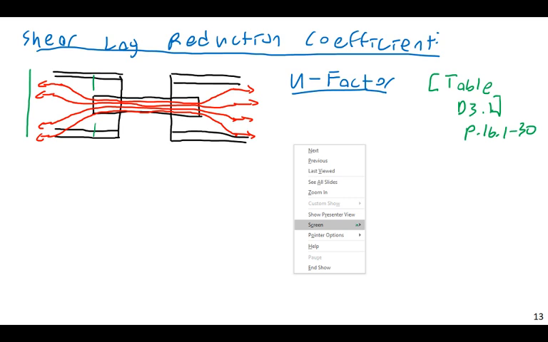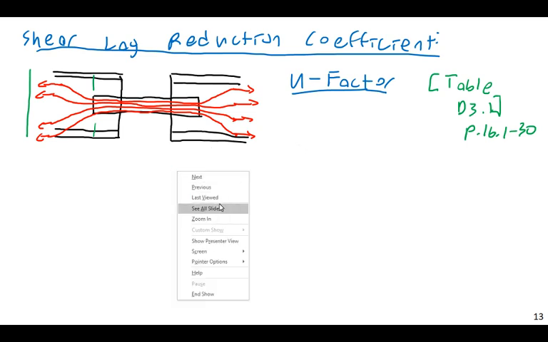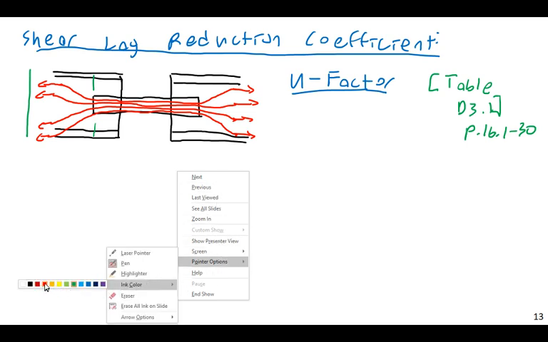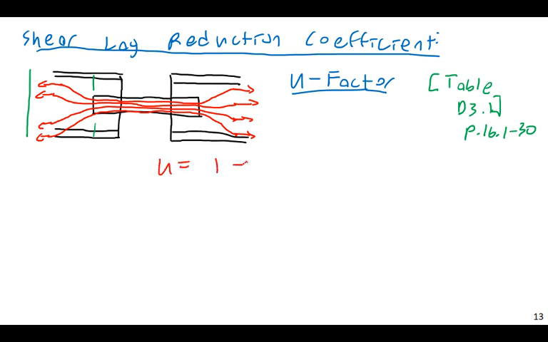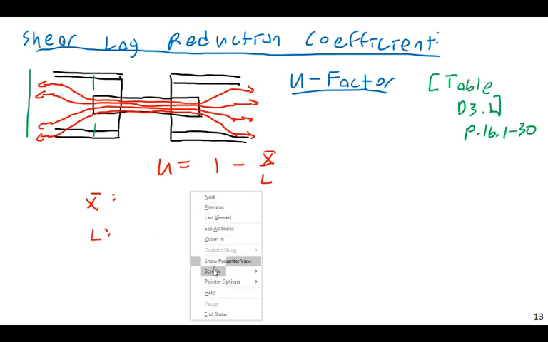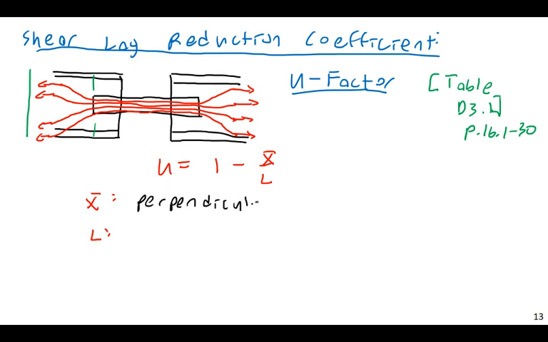And there are various equations depending on what type of system you're using. Now, for tension members, for all tension members except HSS shapes, and you can read some of the provisos therein, the relevant formula for this type of problem, a tension problem like this, is going to be that U is equal to 1 minus x-bar over L, where x-bar, let's define each of these, and L, where x-bar is the perpendicular distance from centroid to connection plane, and I will illustrate what this means.